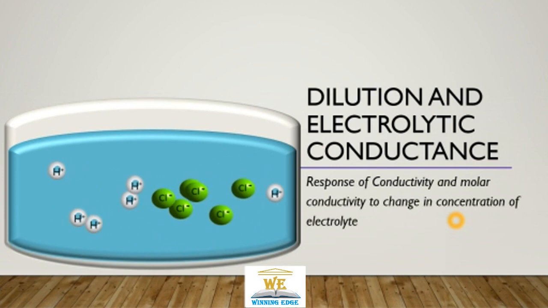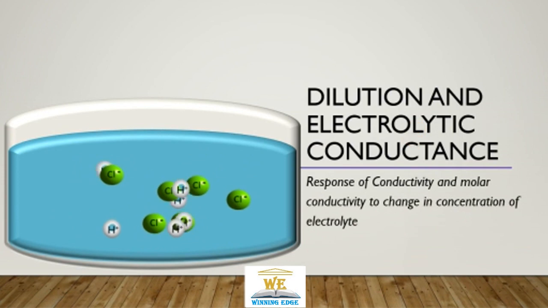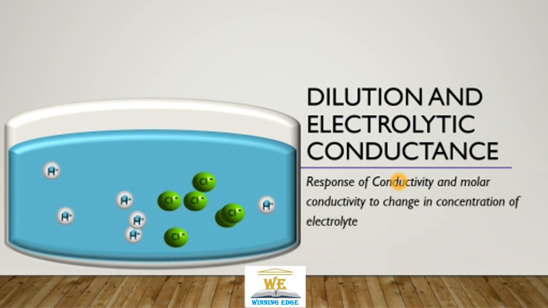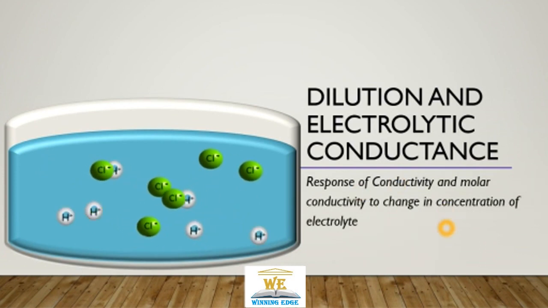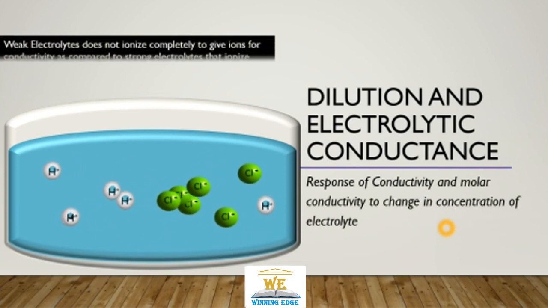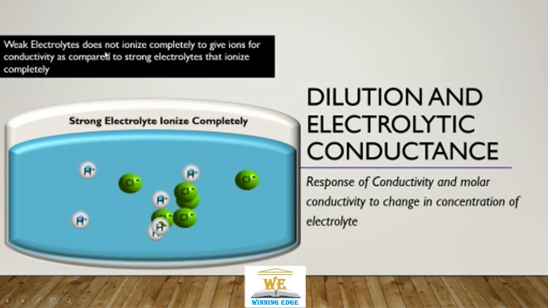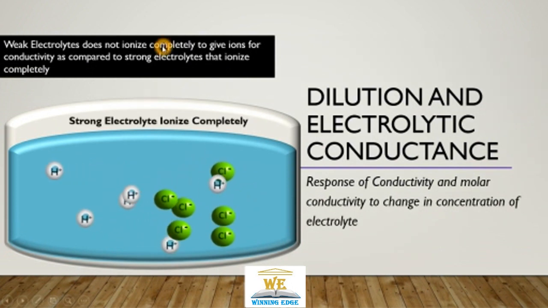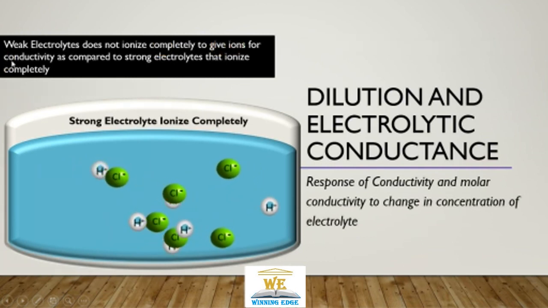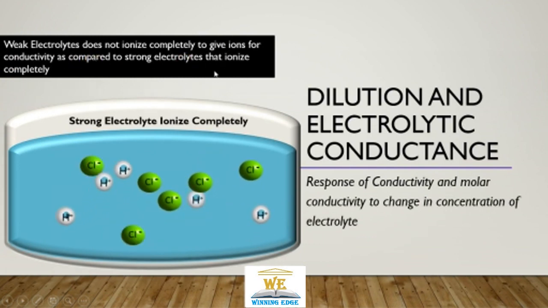Effect of change in concentrations, or in other words, effect of dilutions on conductance of electrolytic solutions. Response of conductivity and molar conductivity to change in concentration of electrolyte. As we know, weak electrolytes do not ionize completely in aqueous solutions, and that's why their conductivity is smaller compared to strong electrolytes that ionize completely.